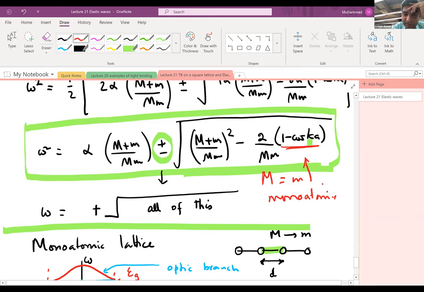All right? But sir, outside this square root we have both plus or minus possible cases, which gives an idea that perhaps two different bands are forming. No, try it yourself: keep both masses equal, and you will get 2m over m square, and you will also get 2m whole square, 4m square over m to the fourth, that is 2 over m square. When you take this out of the under root, you have 2 over m square. So you get exactly the same thing as the monoatomic lattice. All right, sir. Okay.